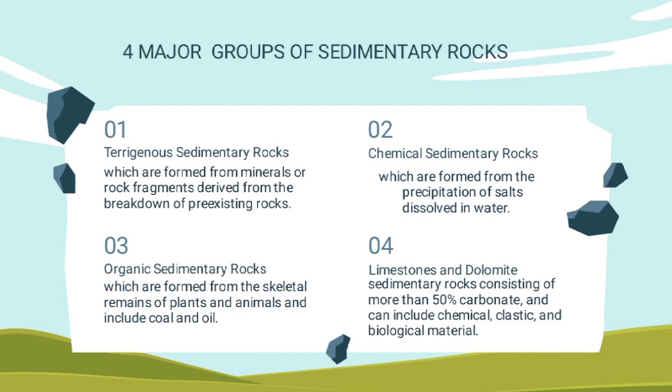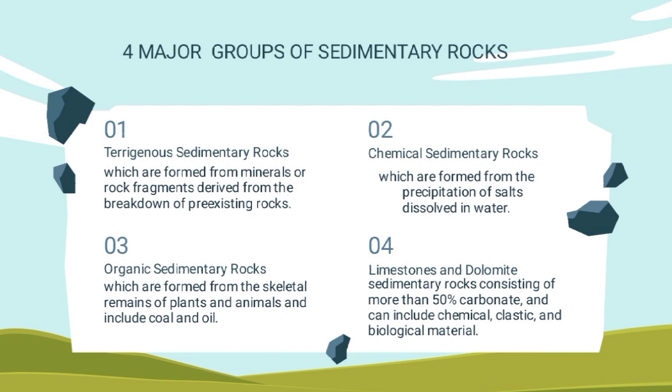Another one is chemical sedimentary rocks, which are formed from the precipitation of salts dissolved in water. For us to easily understand, these are the rocks that are made up of minerals that are precipitated directly from the water solutions. The third is the organic sedimentary rocks, which are formed from the skeletal remains of plants and animals and include coal and oil.